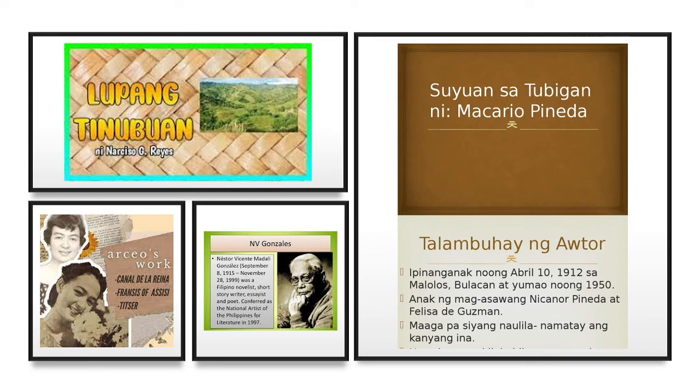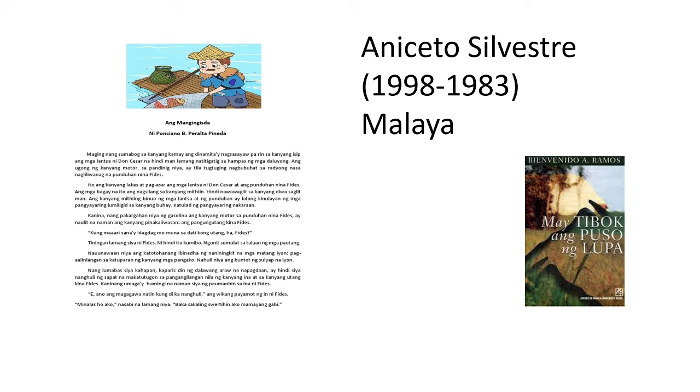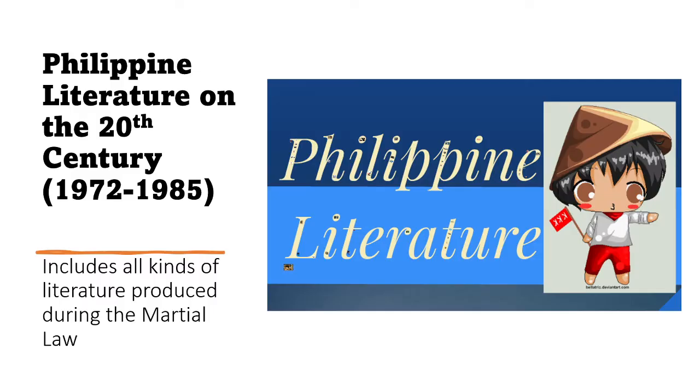Next, this work of literature, Lupang Tinubuan by Narciso G. Reyes, Canal de Reina, Arceo's work, Nestor Vicente Gonzalez, and Macario Pineda, which is popular in Suyuan sa Tubigan, are the Philippine literary writers during the Japanese colonization from 1941 to 1945. Next, ang Mangingisda ni Ponciano B. Peralta, Pineda, and Aniceto Silvestre. You can see also the work of Bienvenido A. Ramos. These are the famous literary writers during the 20th century period.